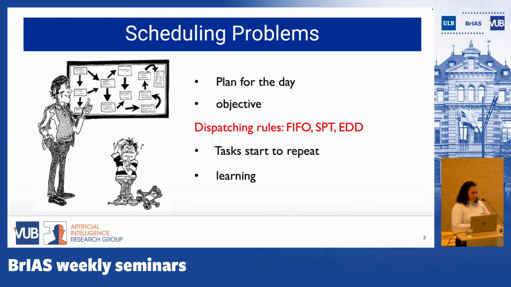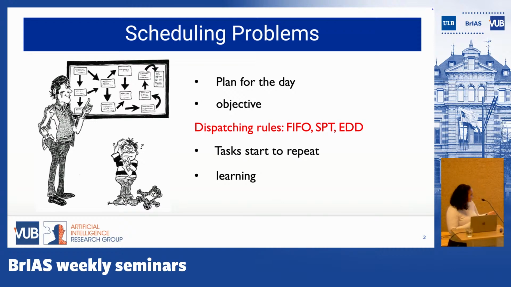So you prepare a plan, having an objective in mind, and typical dispatching rules, as they are called, really common and widely used, are first in, first out, or shortest processing time. You might want to execute the task you will finish the fastest, or the earliest due date. So maybe you want to give priority to the one that you are supposed to finish by a specific due date.